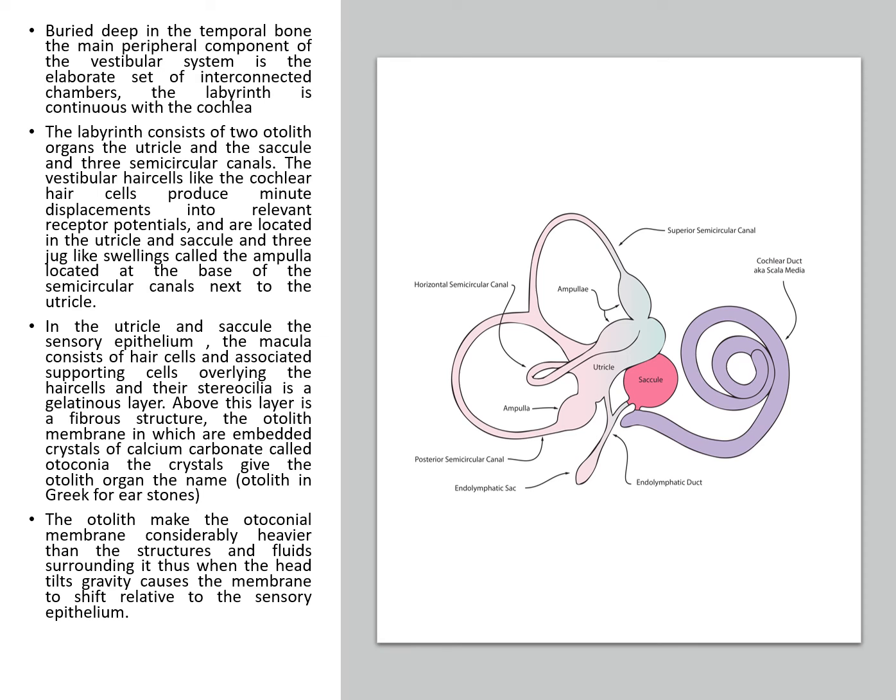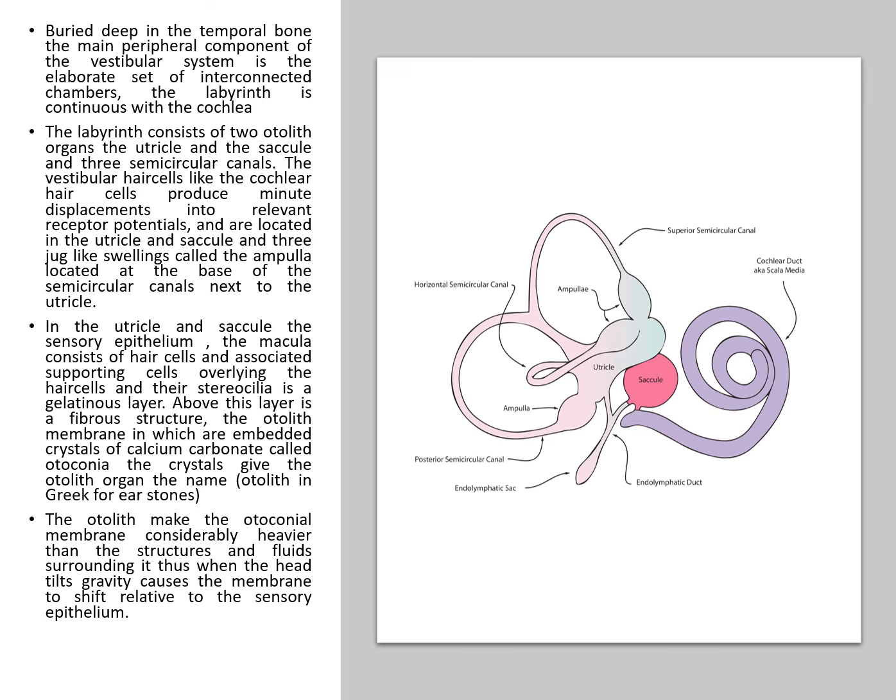The vestibular hair cells, like the cochlear hair cells, transduce minute displacements into relevant receptor potentials and are located in the utricle and saccule, and three jug-like swellings called the ampulla, located at the base of the semicircular canals next to the utricle. In the utricle and saccule, the sensory epithelium, the macula, consists of hair cells and associated supporting cells. Overlying the hair cells and their stereocilia is a gelatinous layer.